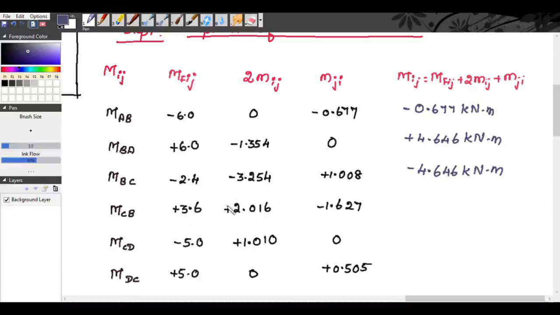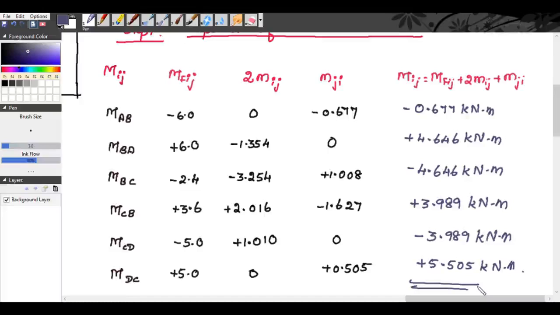Plus 3.6 plus 2.016 minus 1.627, we get plus 3.989 kilonewton meter. Minus 5 plus 1.010, we get minus 3.989 kilonewton meter. And plus 5.00 plus 0.505, we get plus 5.505 kilonewton meter. Now these are our final end moments.